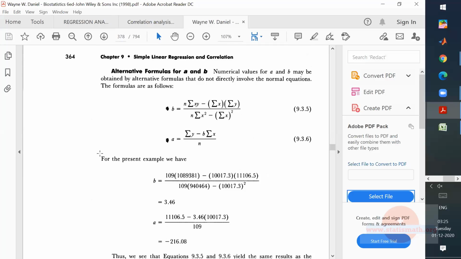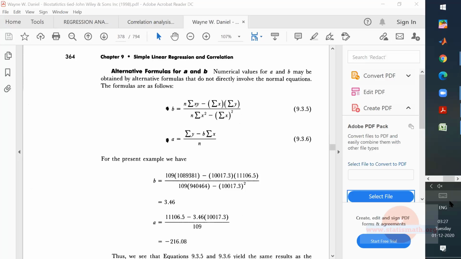And the line is y equals a plus bx, just like your linear equation. So you calculate the values of b and a, and you plug them into the model. That will become your regression equation, the predictive model. So you copy the equations. The a and b are called the regression coefficients.